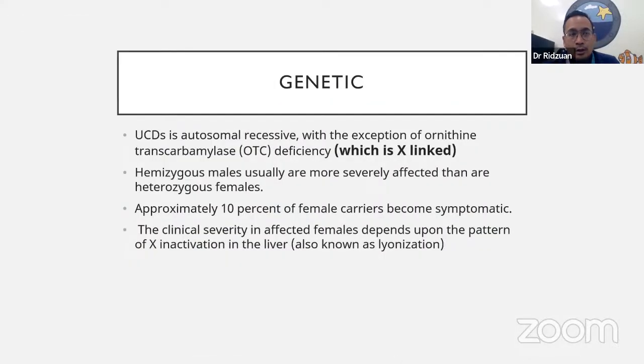Ornithine transcarbamylase deficiency: urea cycle defects are autosomal recessive disorders. Most urea cycle defects are autosomal recessive, except for OTC deficiency, which is X-linked. So homozygous males are usually more severely affected than heterozygous females. Approximately 10% of female carriers may become symptomatic. For females, the clinical severity varies depending on the pattern of X chromosome inactivation in the liver, also known as lyonization.